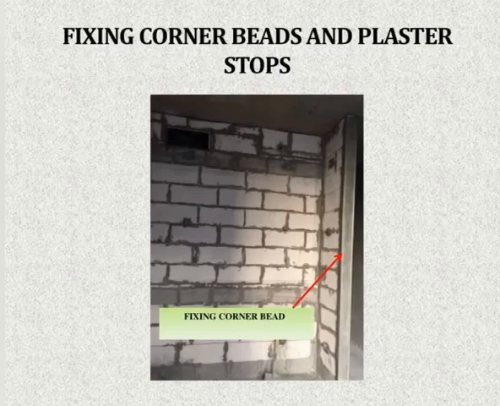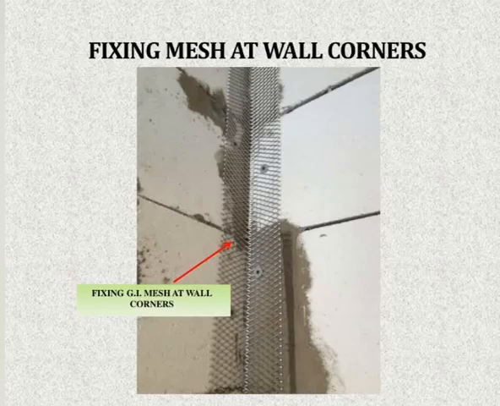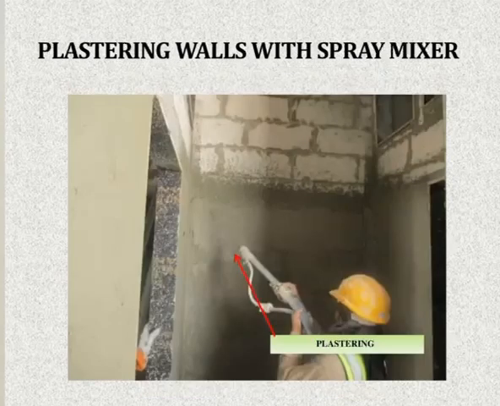Just keep in mind, if we do not use the GI mesh, the plaster might get cracks. Here we have used the GI mesh between the corners of the block. Why are we using GI mesh between the corner blocks and between the concrete and the block interfaces? If we do not use the GI mesh, it might crack.